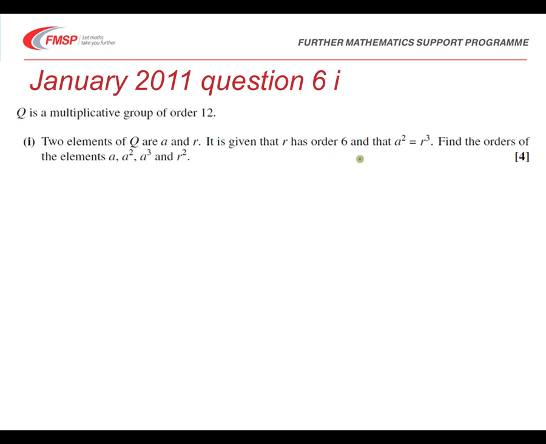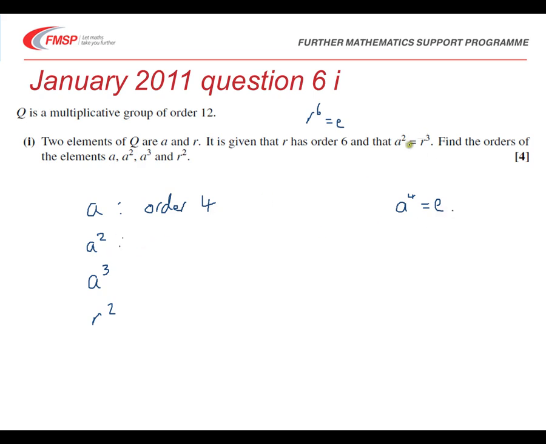We want to find the orders of the elements A squared, A cubed, and R squared. Well, I know that A squared is R cubed, so A to the 4 is R to the 6, and R has order 6, so R^6 equals E. So therefore A to the 4 will be the same as R^6, so A has got order 4. You don't need to write this, but what I basically have done to find that out is worked out what power will give me the identity element.